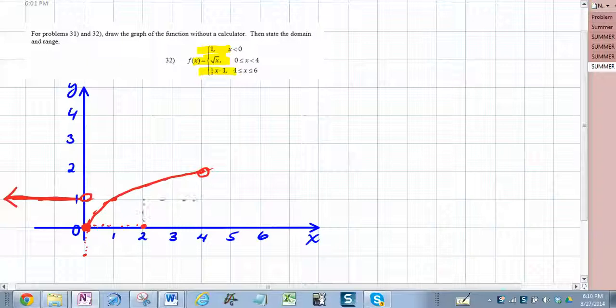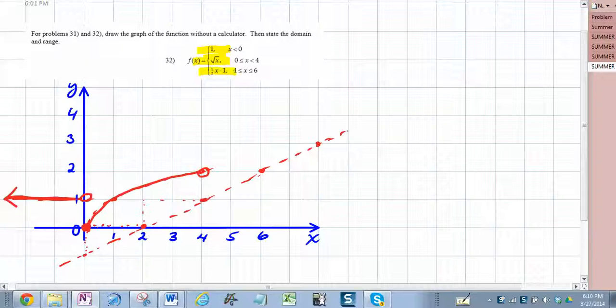Rise over run, rise over run. Okay, so here is the graph. Again, I'm going to do it as a dotted line. I don't know which portion I'm going to take. Here we go. Well, which portion do I take?